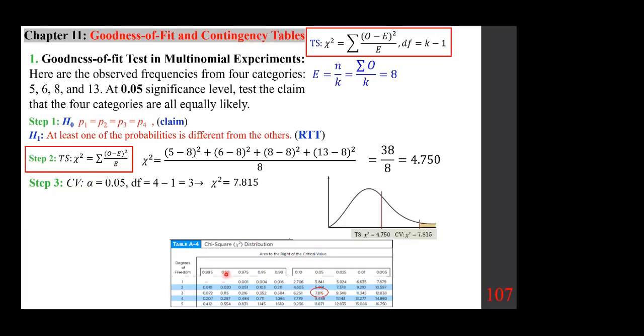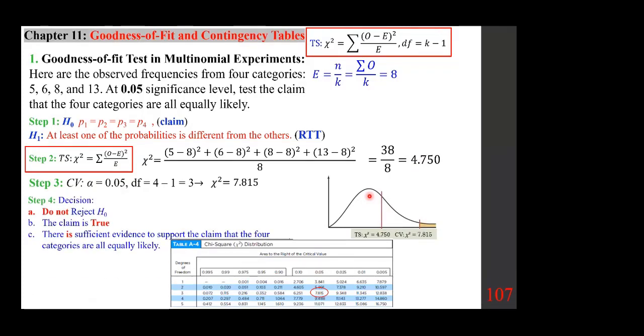As you can see, this test statistic value is way into the non-rejection region. Take a look at this. This is the critical value. This is the test statistic. In a matter of comparison, it is in the non-rejection region, so the decision is not to reject H0, fail to reject H0, however you want to put that. So what does it mean? We go back to the first step to see what that means. If you are not rejecting H0, then the claim is not being rejected either. The claim becomes true, and then you do the writing: there is sufficient evidence to support the claim that the 4 categories are all equally likely.